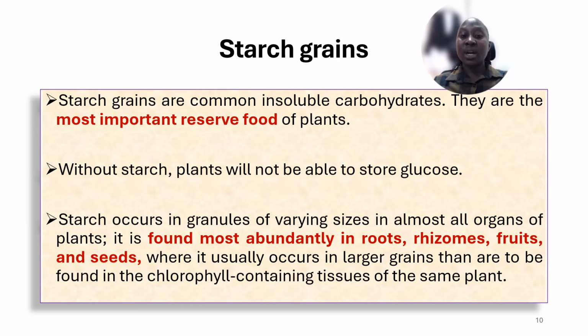So starch occurs in granules of varying size in almost all organs of plants, and it is found most abundantly in roots, rhizomes, fruits, and seeds, where it usually occurs in larger grains than those found in chlorophyll-containing tissues. Chlorophyll-containing tissues are like young stems and mostly leaves.